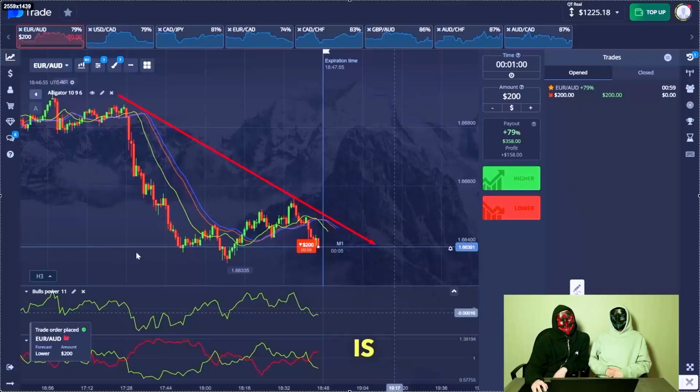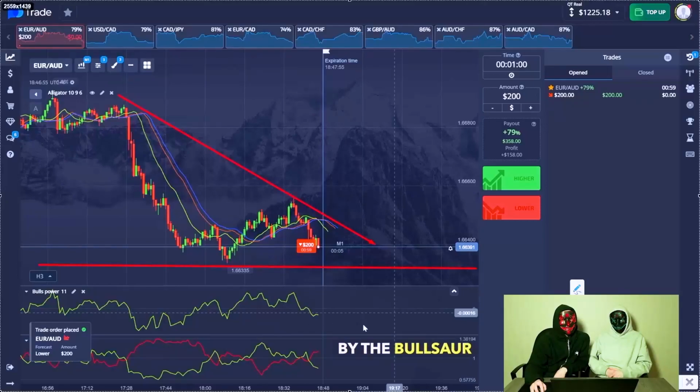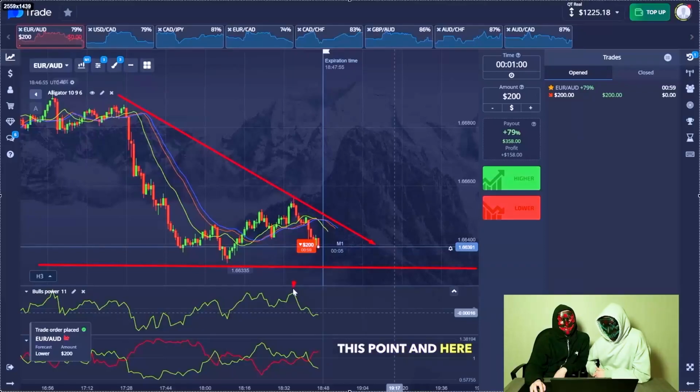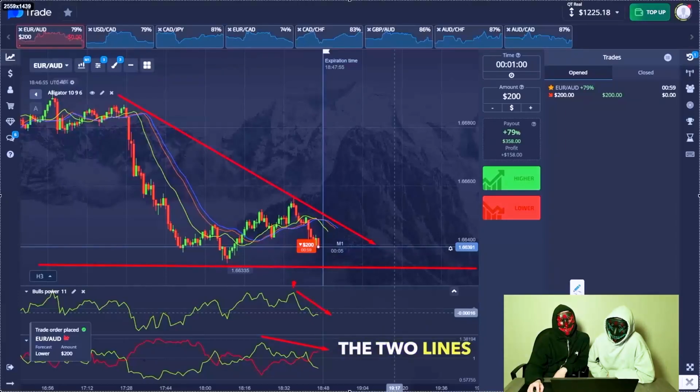The situation is we're opening downwards, friends, meaning we have a strong downtrend calibrated. You can also see this by the vortex, by the bull saw. Look at the bull saw. We have a drop at this point, and here we have a global decline, plus the moving average has started to exit the intersection of the two lines.